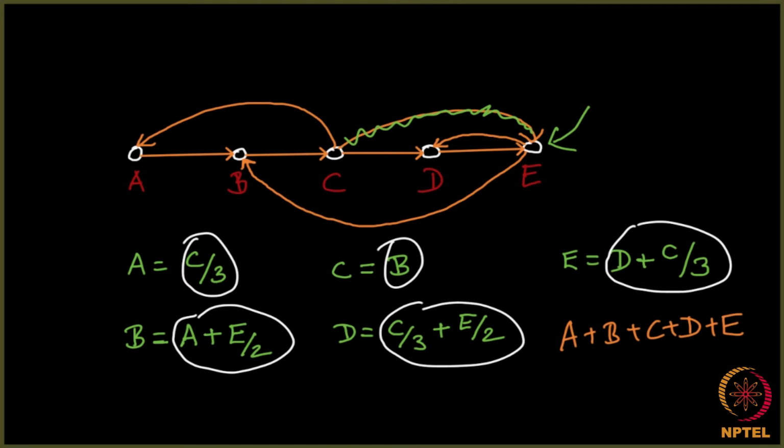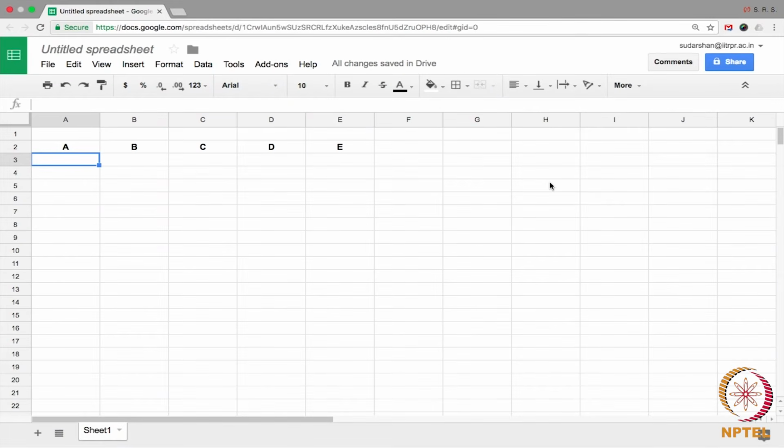It's a simple quiz question. I have now opened the Google spreadsheet, and the values of A, B, C, D, and E, as you would have guessed, start from 1 by 5. So I'm going to populate it with 1 by 5 throughout. And as we computed in our previous lecture, the value of A is going to be C divided by 3.